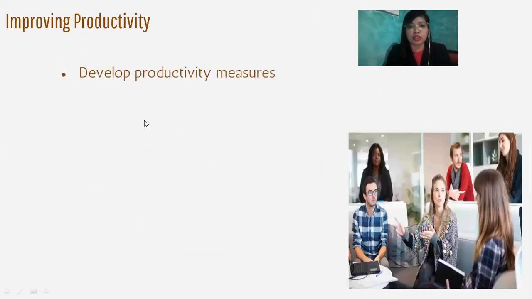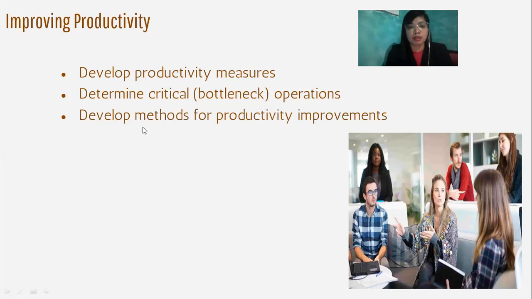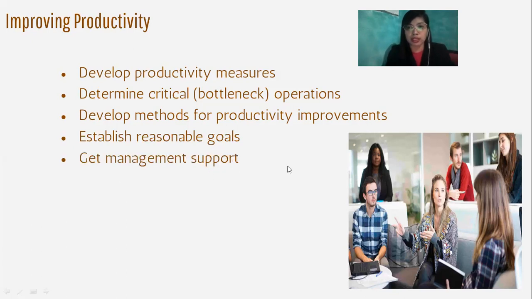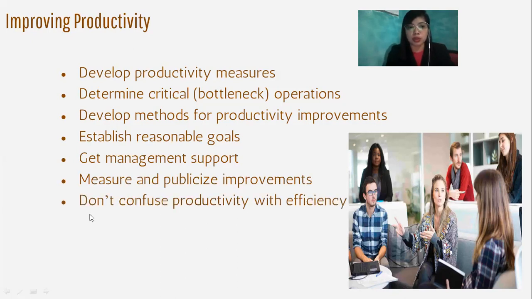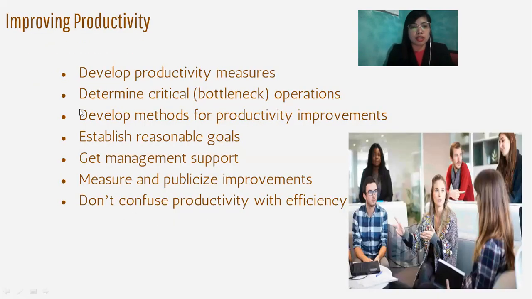How to improve productivity: develop productivity measures, determine critical bottleneck operations, develop methods for productivity improvement, then establish reasonable goals, get management support, measure the improvement, then publicize the improvement, and don't confuse productivity with efficiency. So these are the ways on how to improve productivity.